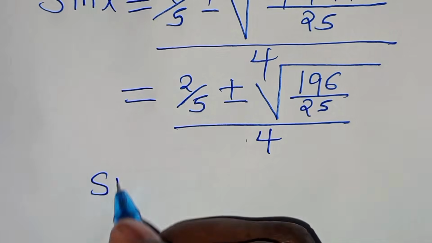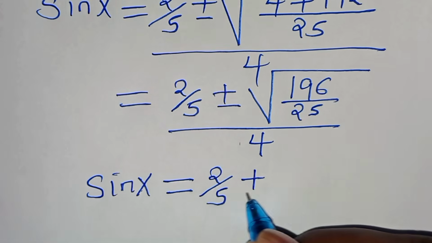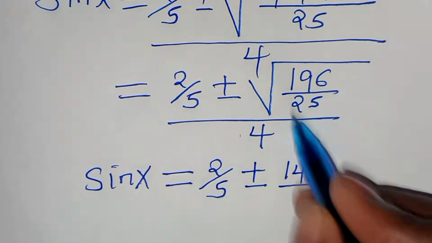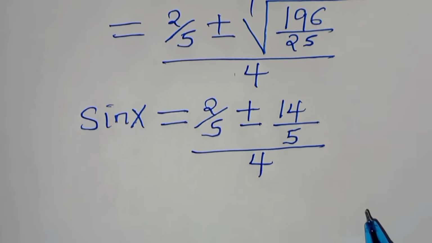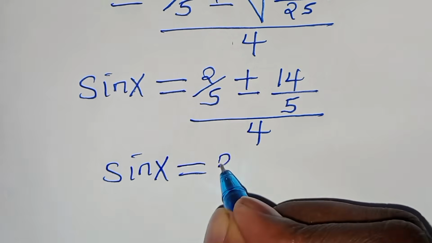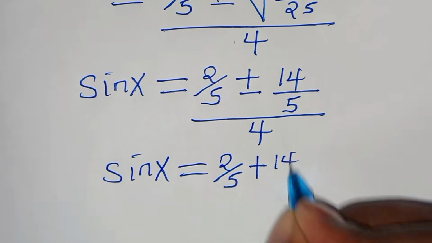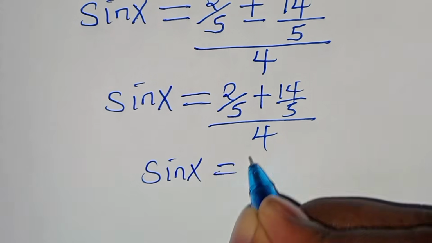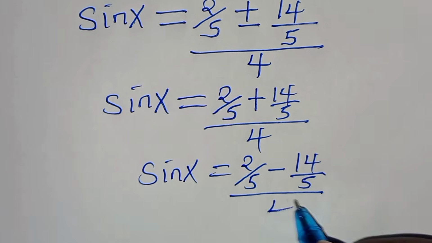So this means that sine x is equal to 2 over 5 plus or minus the square root of 196, which is 14, divided by the square root of 25, which is 5, then everything divided by 4. So we have two possible values of sine x. We have 2 over 5 plus 14 over 5, divided by 4, and sine x equal to 2 over 5 minus 14 over 5, divided by 4.